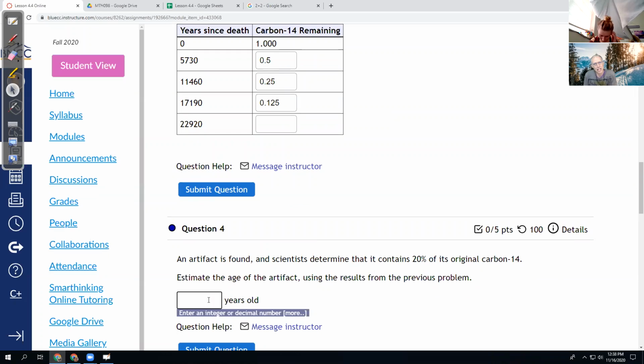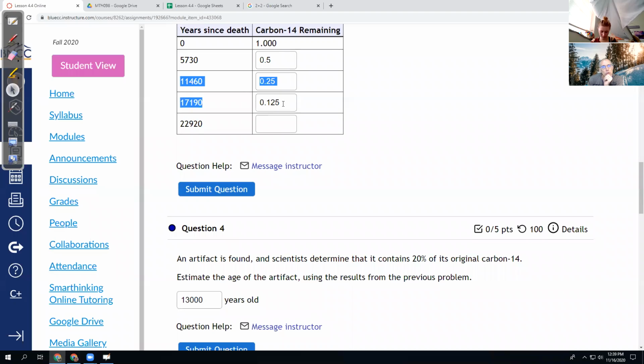So 20% is closer to 25% than it is to 12.5%. So the answer is going to be closer to 11,000 than 17,000. I don't know. What do you think? 13,000 maybe? Somewhere in between these two right here.